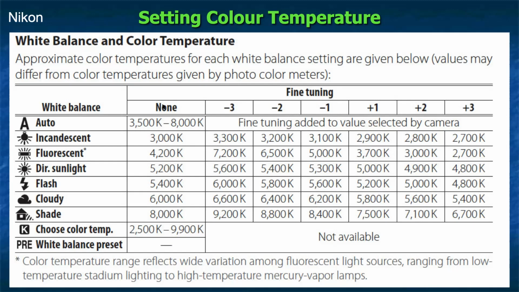So when we're dealing with it, 8,000 is a blue color of light, and 5,200 is warmer. Did that make sense? Did that help you out?